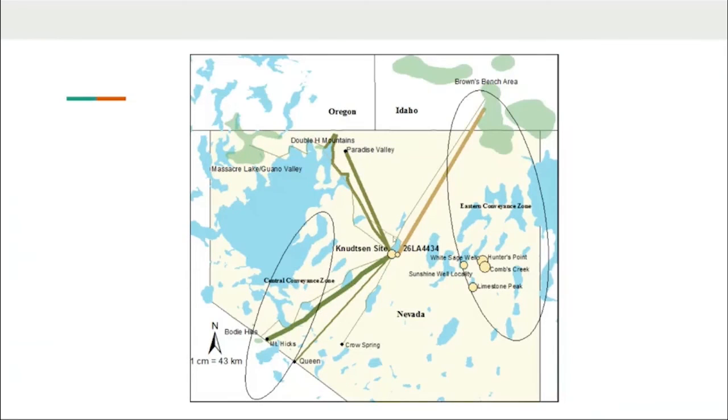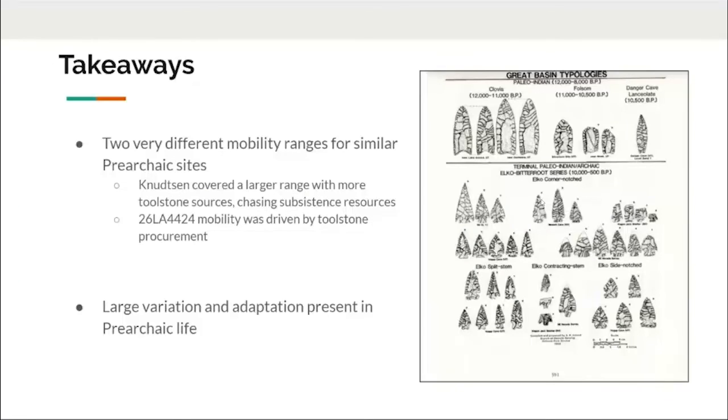These two sites are located really close to each other, and the results from this obsidian analysis show that they were vastly different in mobility ranges. The Knutson site covers a larger range with more toolstone resources, which means people were probably chasing subsistence and food. And the people who were depositing artifacts at 26 LA 4434 were driven by procuring toolstone and not food resources.